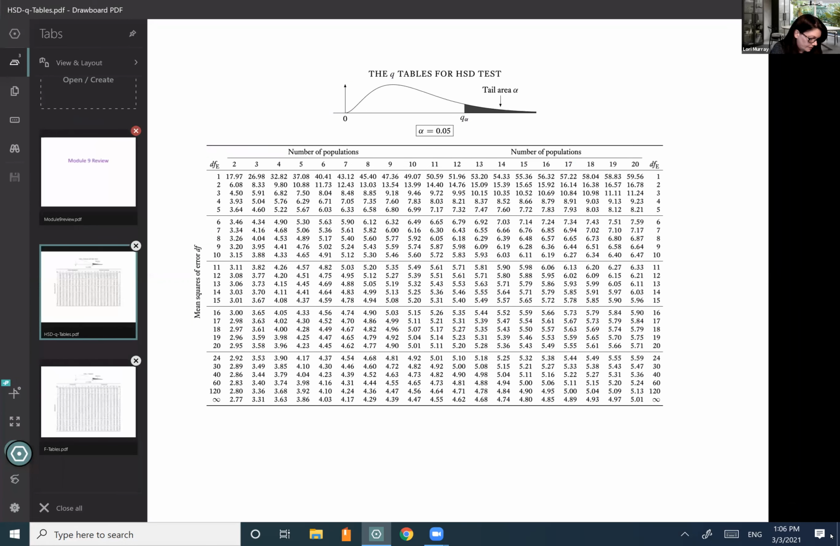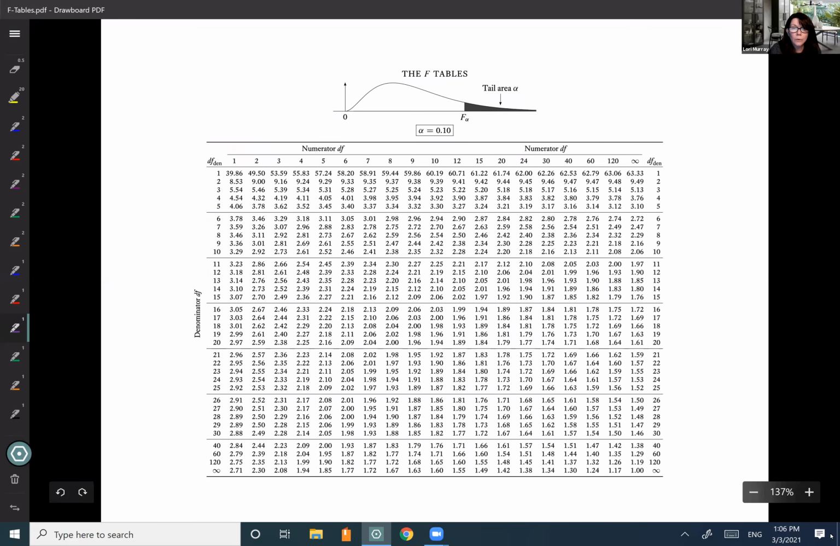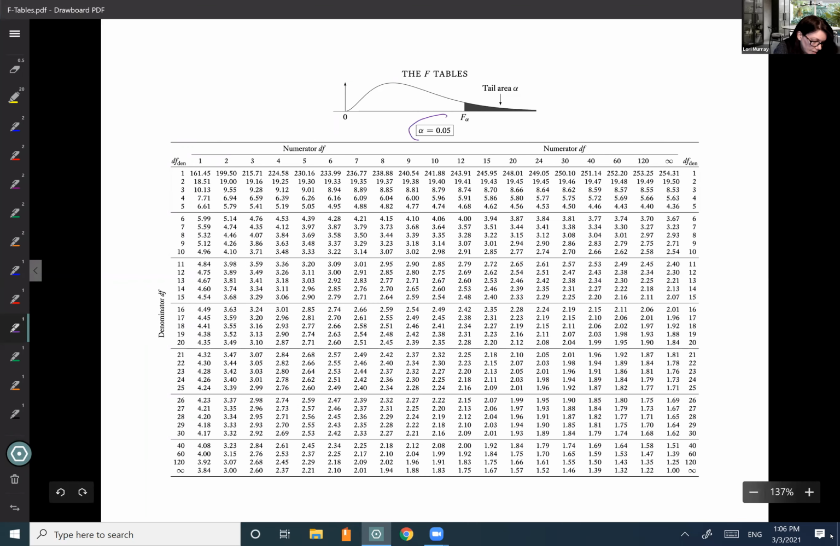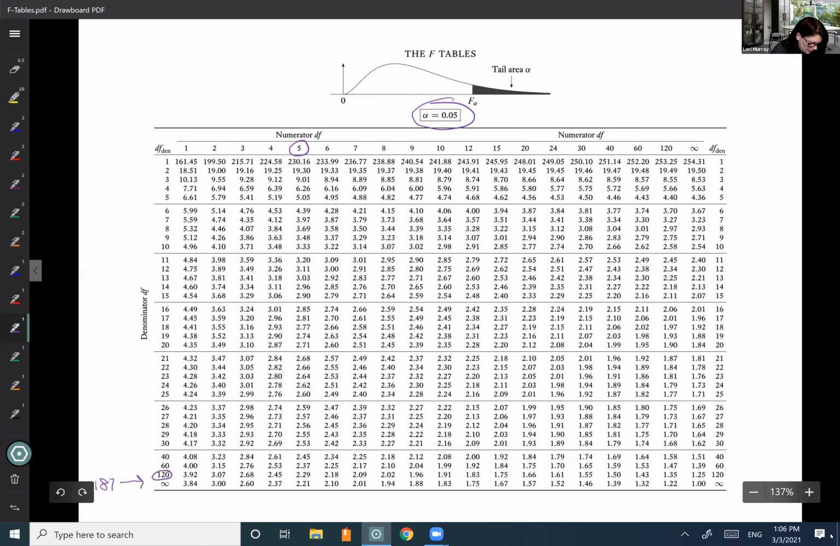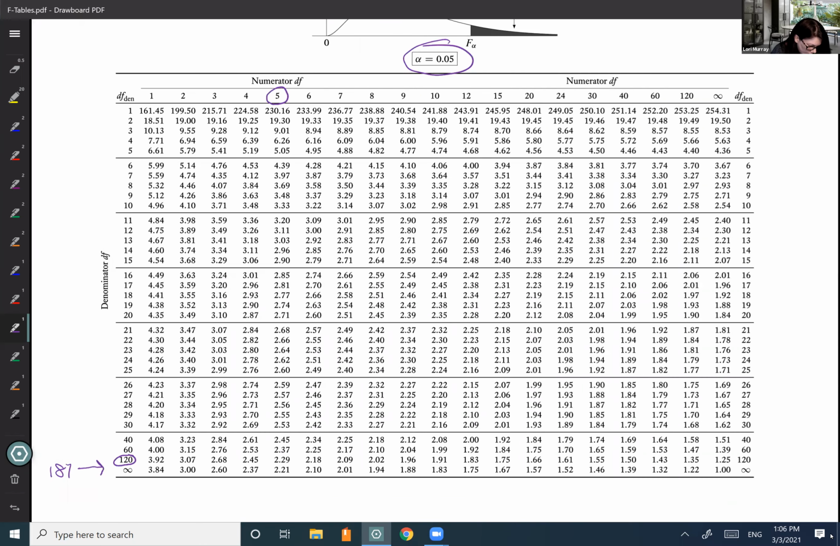All right, we want the F tables. So this is the F table. We want alpha equals 0.05. Here it is. And we want 5 degrees of freedom in the numerator, for the mean square for the groups. And then we want the denominator. Now, 187 would be somewhere around here, but you can see we're going to use 120. And if you look at the value there, it comes to 2.29.